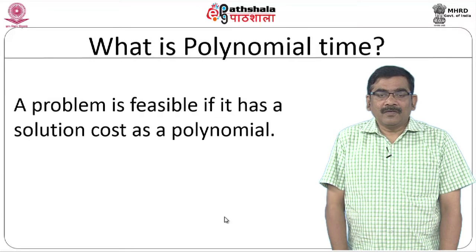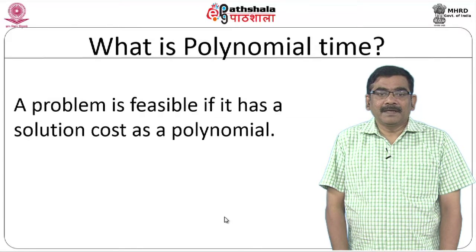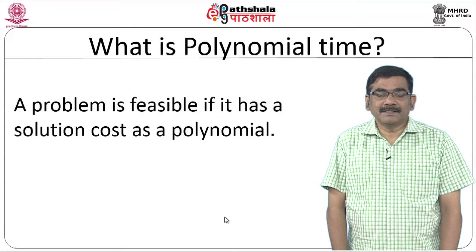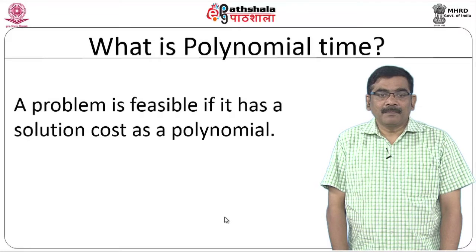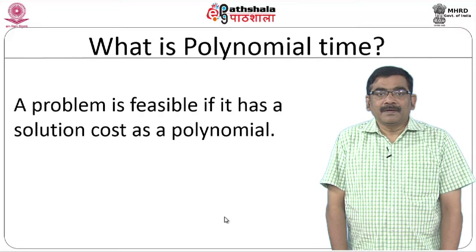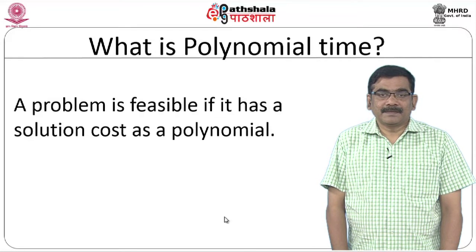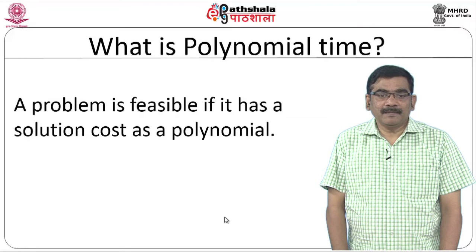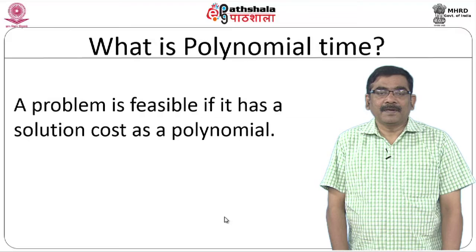So, the key to all of this is polynomial time. In other words, we are saying that a problem is tractable if there exists an algorithm whose complexity is a polynomial. Polynomial time is going to be the keyword. What is the implication of this? The implication is that a problem is feasible if its solution cost is represented as a polynomial.